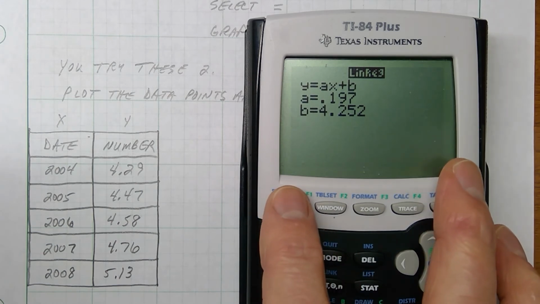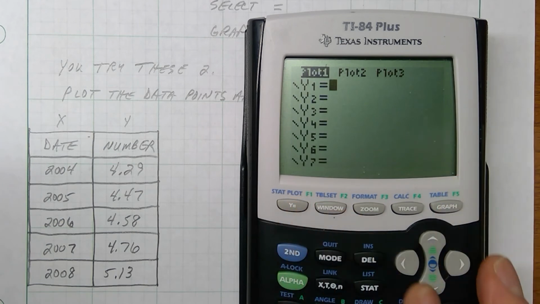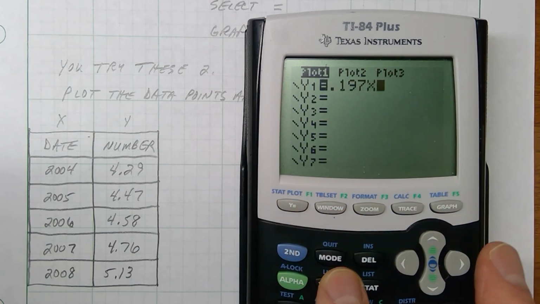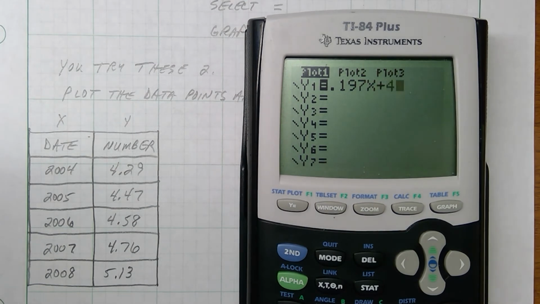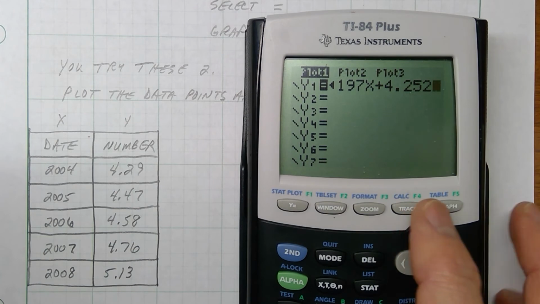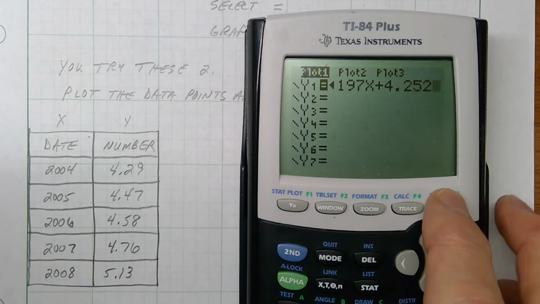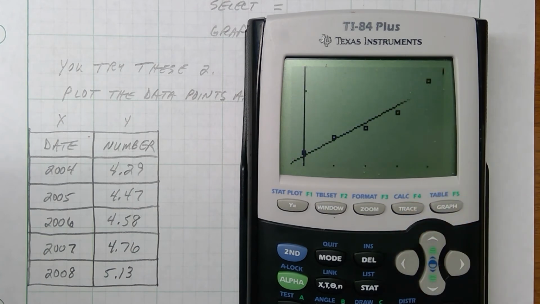So I'm going to put my equation into y equals: 0.197x plus 4.252. And we don't have to zoom or anything because everything's all set up. All we got to do is hit graph. And there's our line. That's the best line that we can draw through the middle of the data. That's called a line of best fit. It's called a regression line. All right, everything looks good.